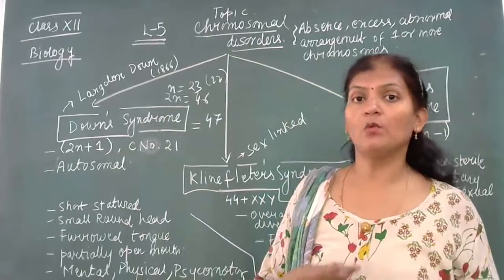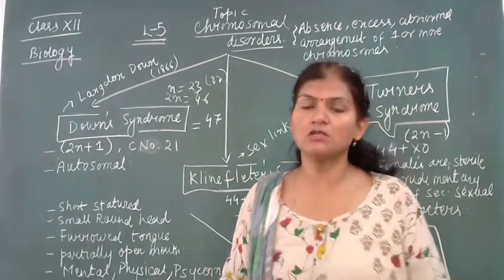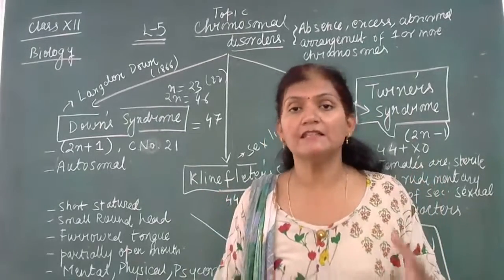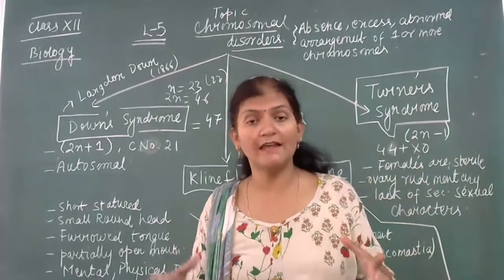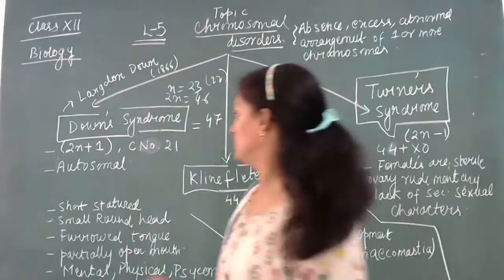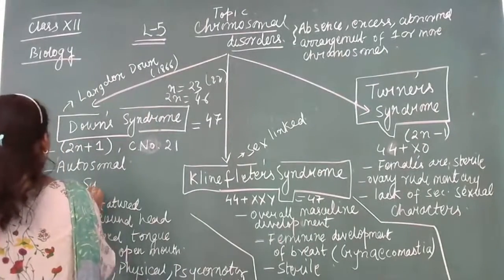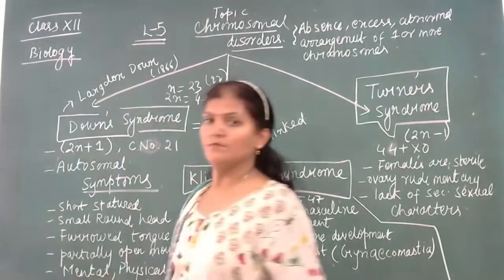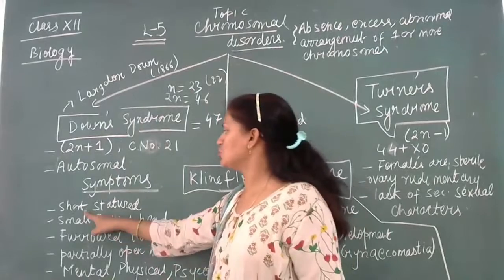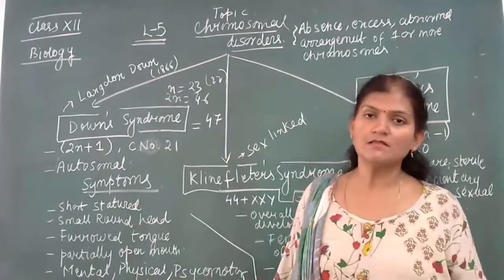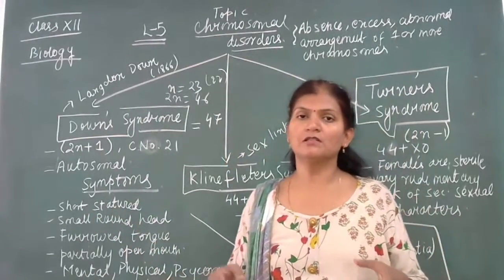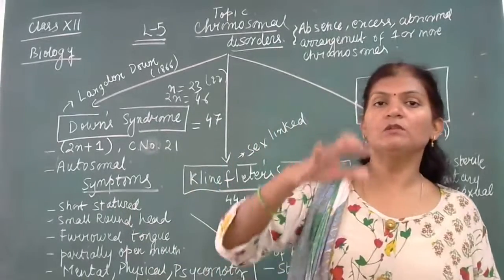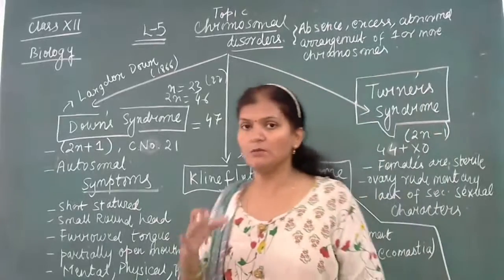Okay, so let us see what are the symptoms which help us to recognize whether any such child is suffering from Down syndrome. Okay, so here are the symptoms of the particular disease. So the first is short stature. It means if the person is standing, the length of the person will be small, short. The person will be short.